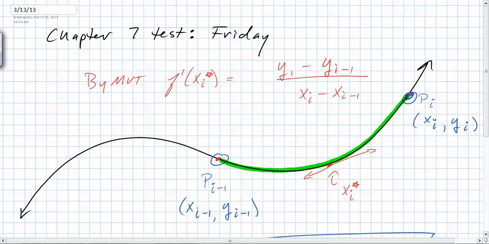Oh, my blue line, man. I got to draw my blue line again. See if I can get it better this time. Not bad. Okay, so do you see this right here? What's another way to write this? That's delta y. Do you agree with that?